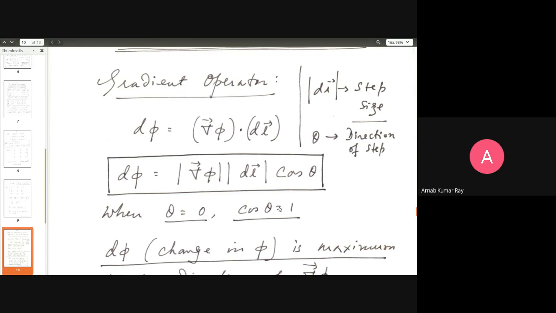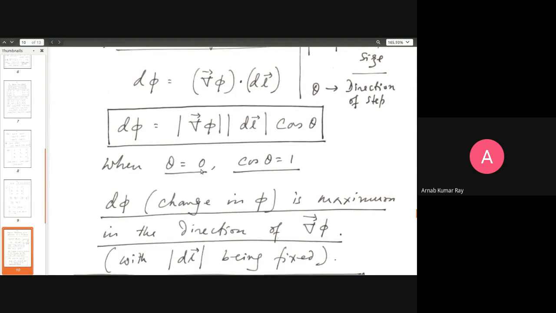So when theta is equal to 0, let us now follow this thing. When theta is equal to 0, cos theta is equal to 1. That is the maximum value you can get for cos theta. I hope you have not forgotten your school knowledge of trigonometry. Cos theta varies between a maximum value of plus 1 to a minimum value of minus 1. That is the variation of cos theta. So the maximum value of plus 1 you can take.